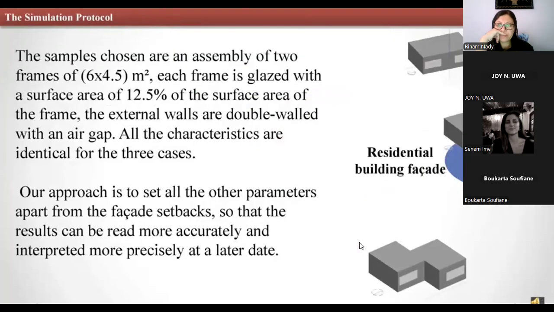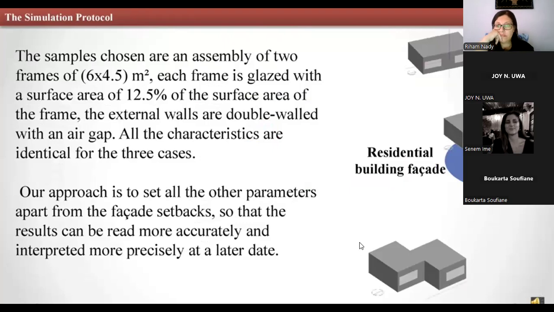The sample chosen is an assembly of two frames of 6 by 4.5 meters square. Each frame is glazed with a surface area of 12.5% of the surface area of the frame. The external walls are double walls with an air gap. All the characteristics are identical for the three cases. Our approach is to set all the other parameters apart from the facade setback, so that the results can be read more accurately and interpreted more precisely at a later date.